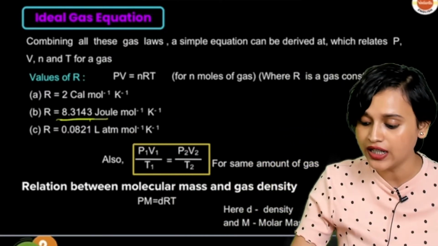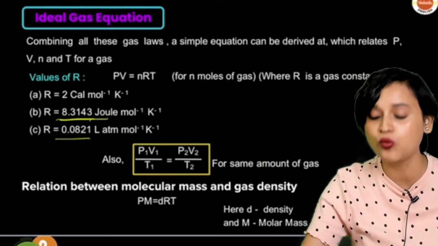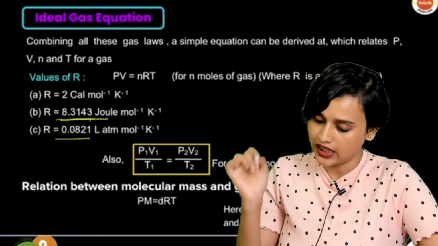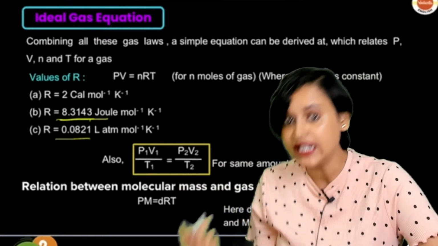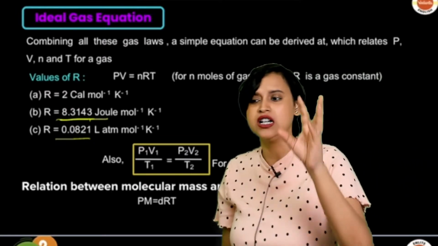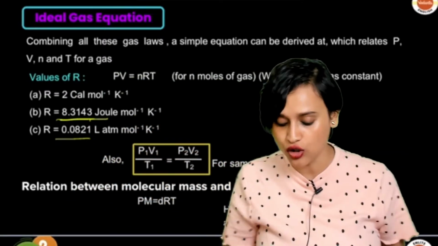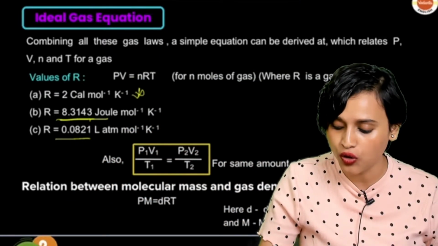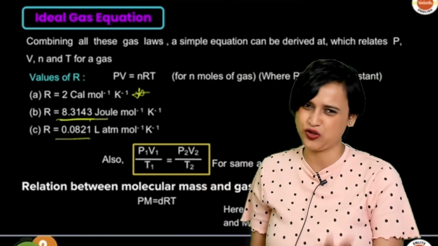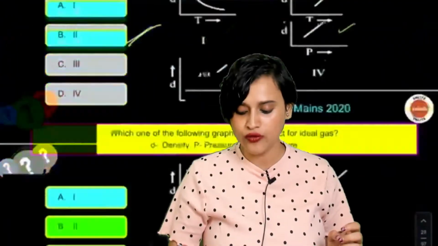But if it is given in some other unit, then you will take 0.0821 L atm per mole per Kelvin. If it is given in calorie, the chances of being given something in calorie unit are very low. So this is just good to know, everyone. They will probably not ask you a question related to this unit. All right, everybody. Understood? Moving on now.